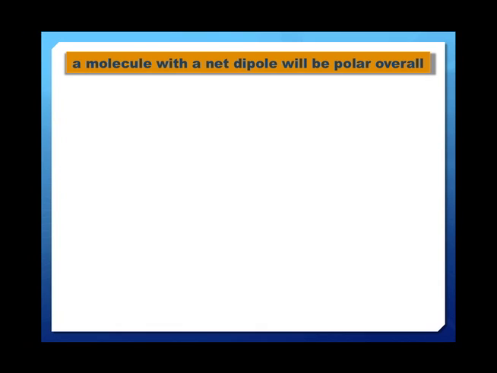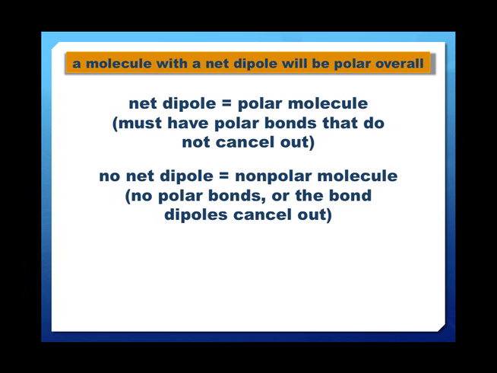But we also want to be able to assess whether a whole molecule is polar or nonpolar, because if it is polar, it will have a net dipole moment. We can find the dipole moment of a molecule by adding up all the individual bond dipole moments. If there is a net dipole, the molecule is polar. If there is no net dipole, which can happen either if there are no polar bonds or if the vectors of the individual bond dipoles cancel each other out, the molecule is nonpolar.